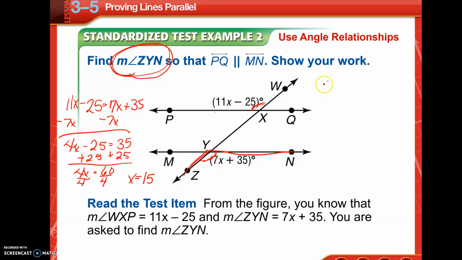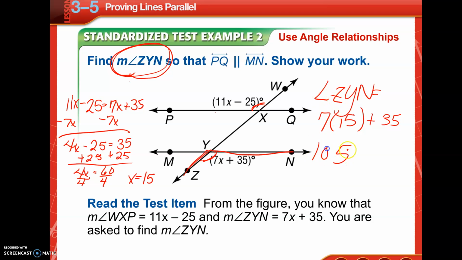So to figure out that angle, ZYN would need to equal 7 times 15 plus 35. Sorry, 7 times 15 is 105, plus 35 is 140. That's what ZYN would have to equal. That's not right. I don't think I did that right. No, that's right.